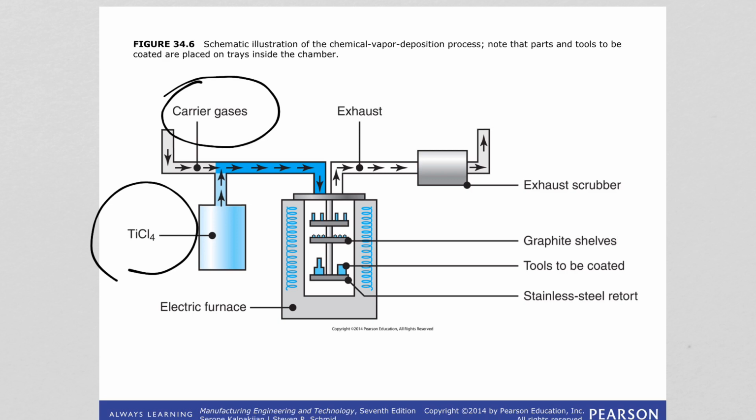First, what's happening here is you introduce this gas, reacted with methane, which forms titanium carbide and hydrogen chloride. After that, a nitrogen and hydrogen gas mixture is also introduced that is going to react.